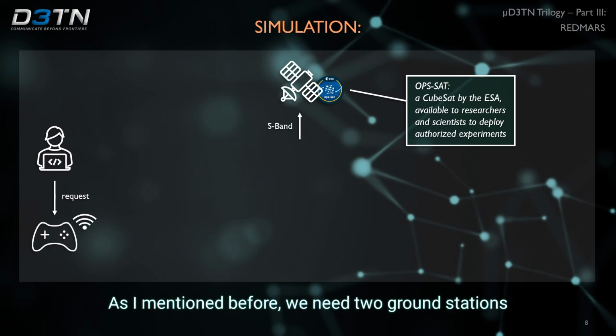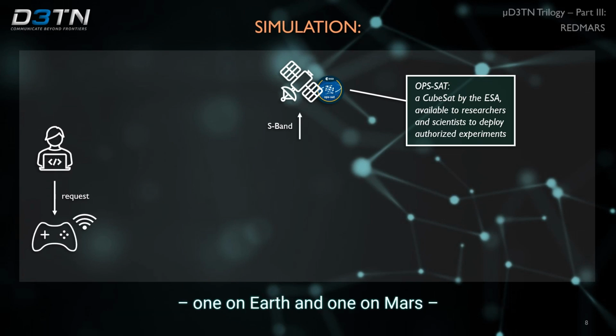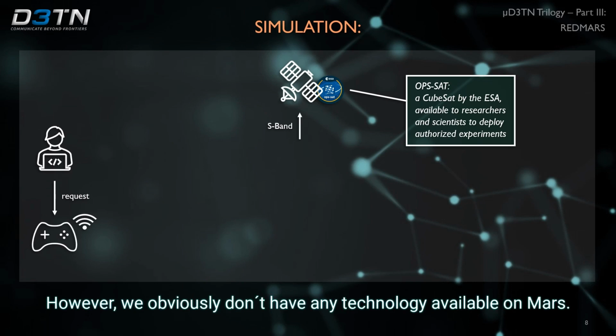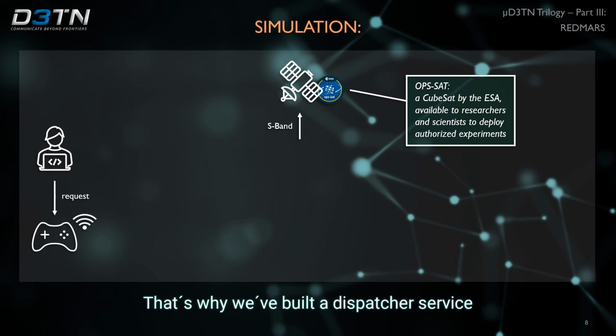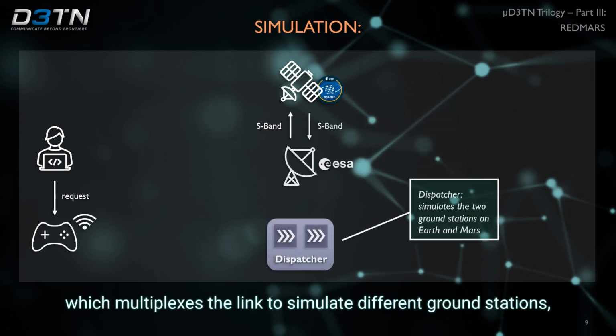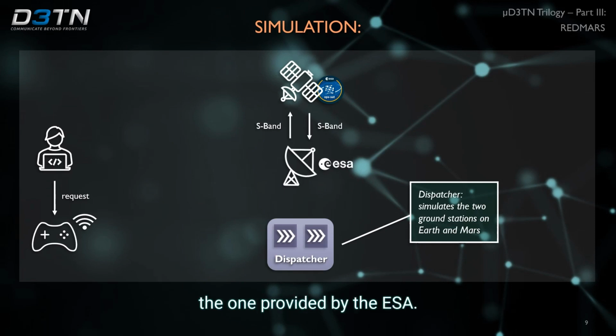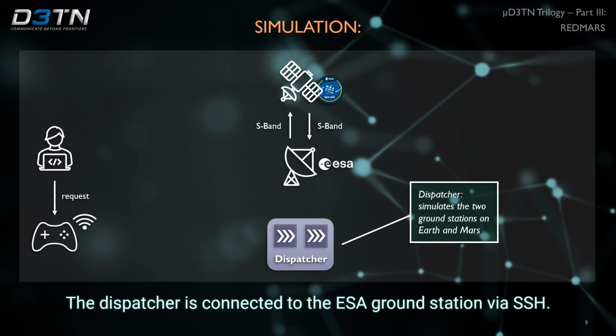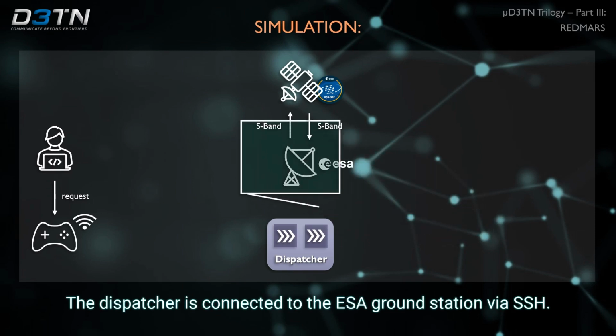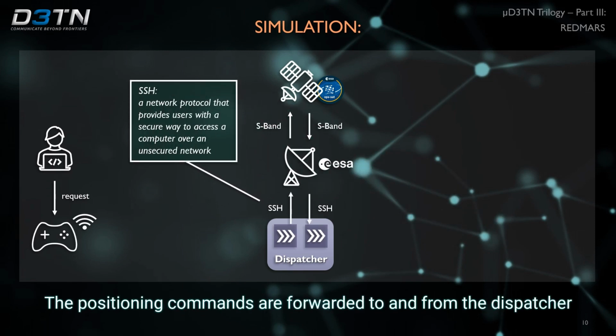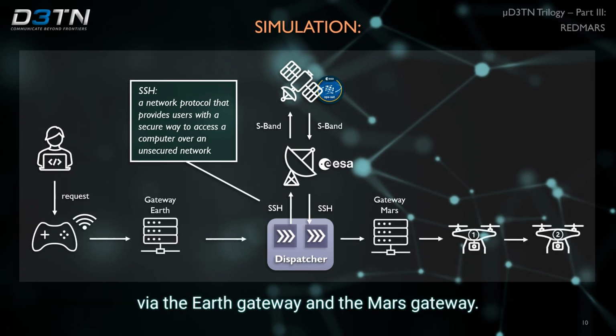As I mentioned before, we need 2 ground stations, one on Earth and one on Mars, to communicate with the OPS-SAT. However, we obviously don't have any technology available on Mars. That's why we've built a dispatcher service which multiplexes the link to simulate different ground stations, even though we only connect to a single ground station, the one provided by the ESA. The dispatcher is connected to the ESA ground station via SSH. The positioning commands are forwarded to and from the dispatcher via the Earth gateway and the Mars gateway.